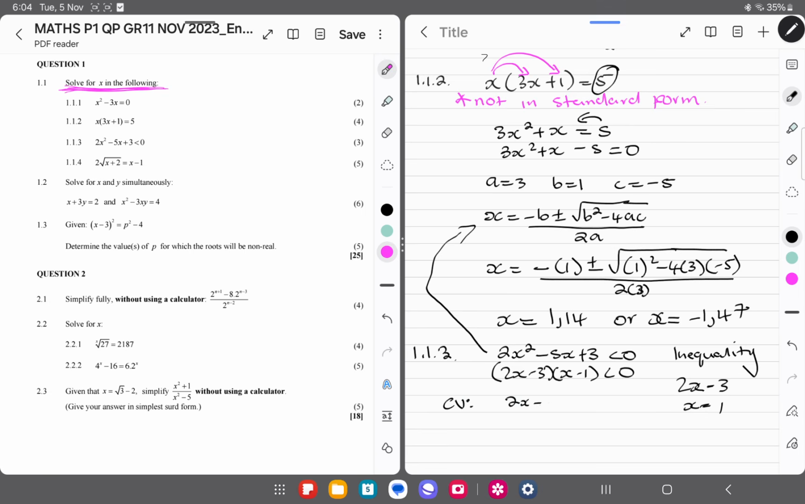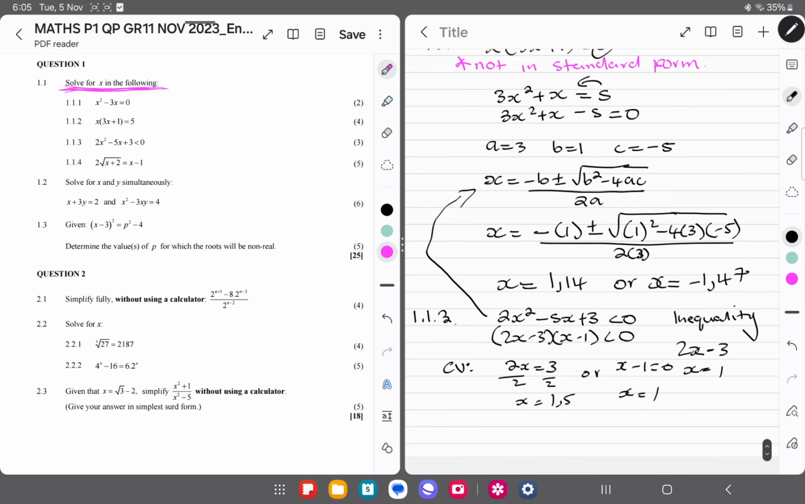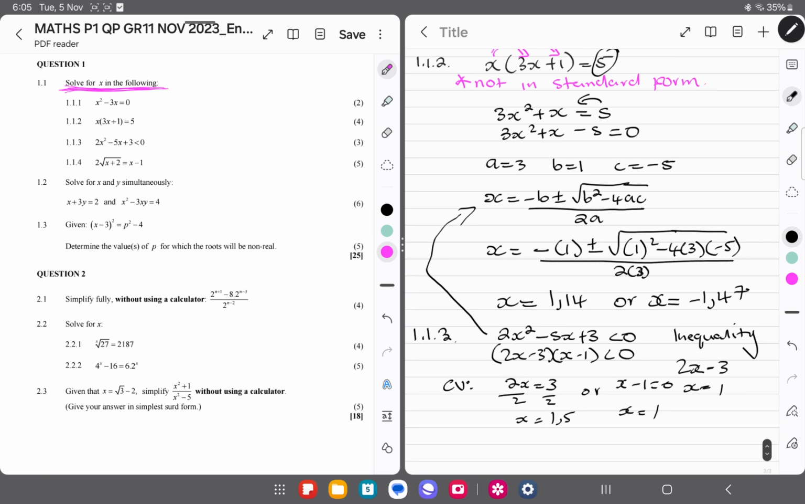So this is 2x equals to 3, divided by 2, x equals to 1,5. Or x minus 1 is 0, x equals to 1. So those are the two critical points that you'll have, and then now you need to draw your graph. This is 1 and then 1.5.